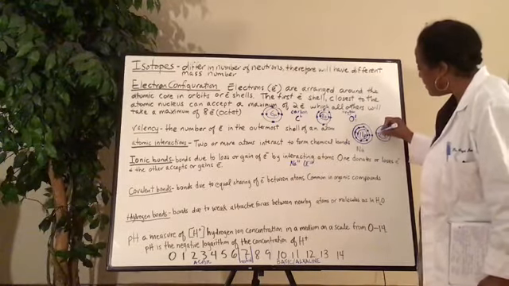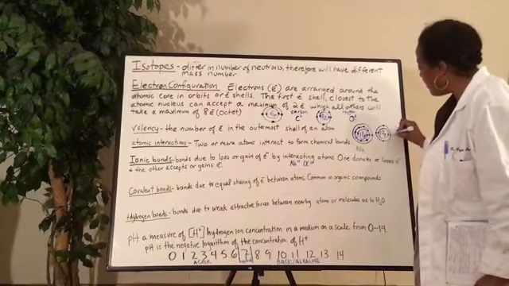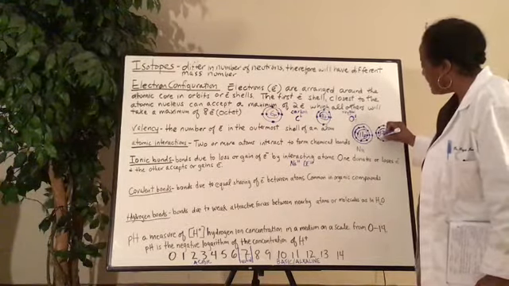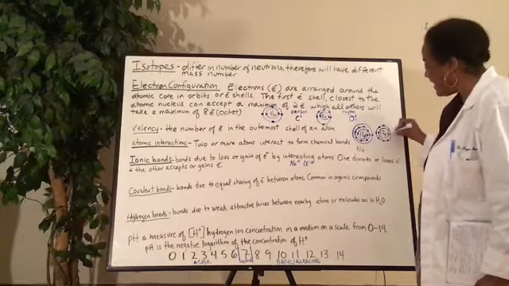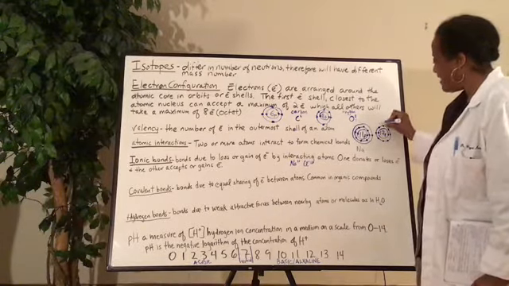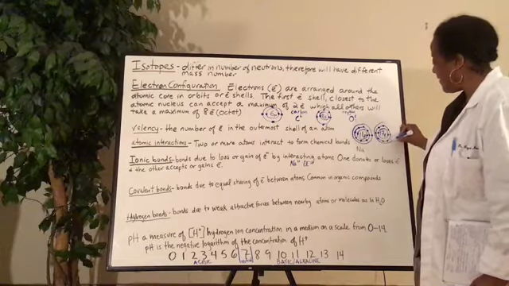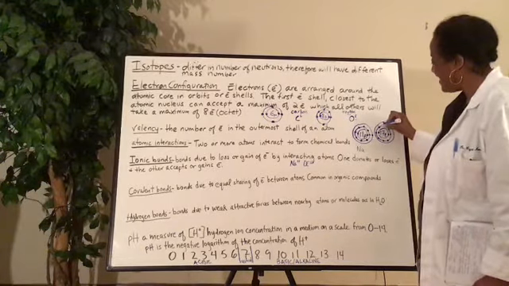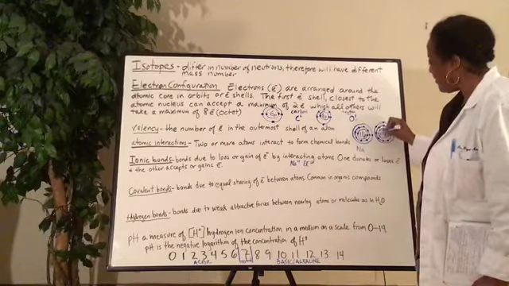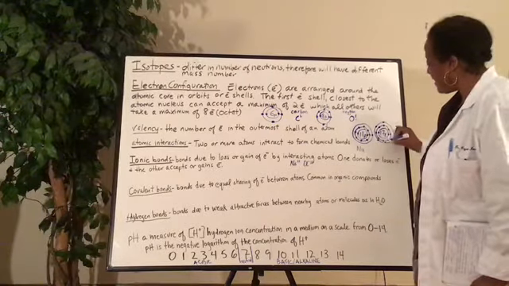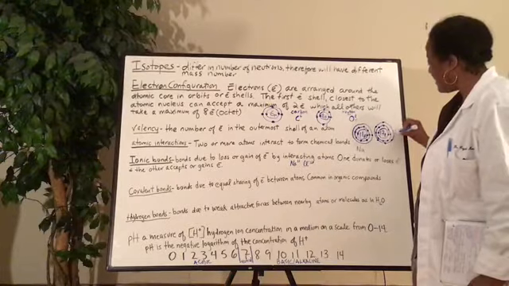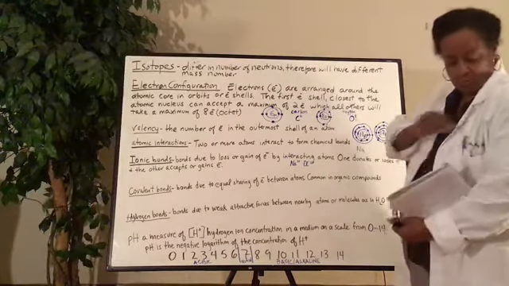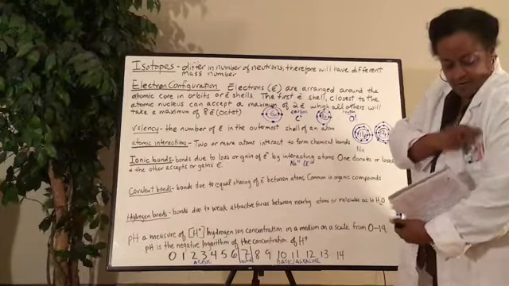1, 2, 3, 4, 5, 6, 7, 8. You know that's 10 total, right? Needs another shell. 10, 11, 12, 13, 14, 15, 16. And then I'm going to make this one, just so you can see it here.